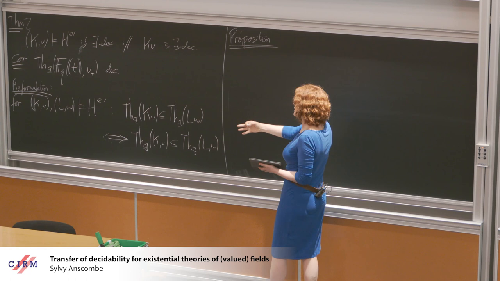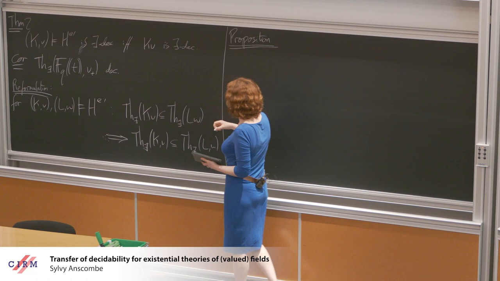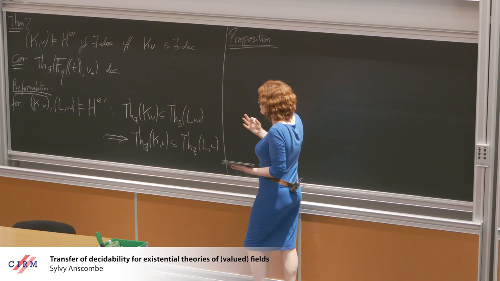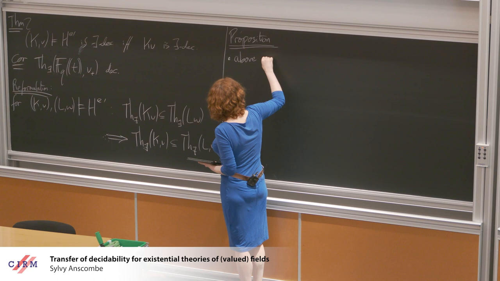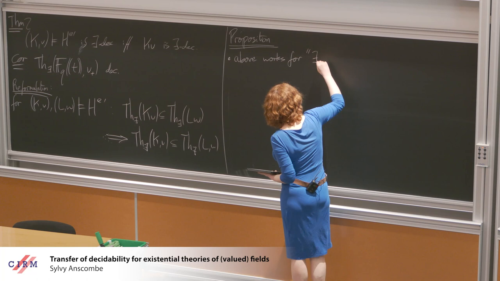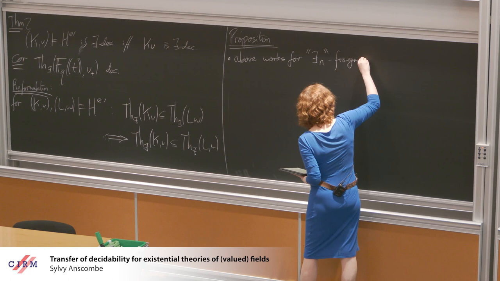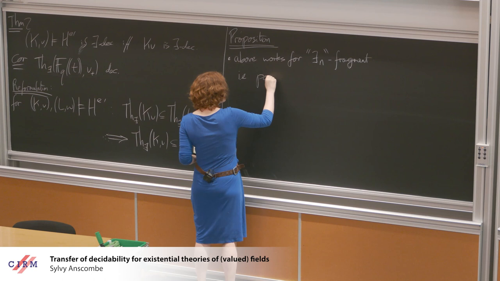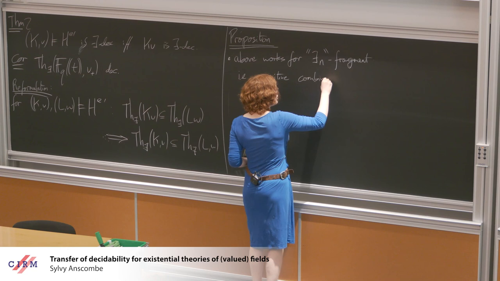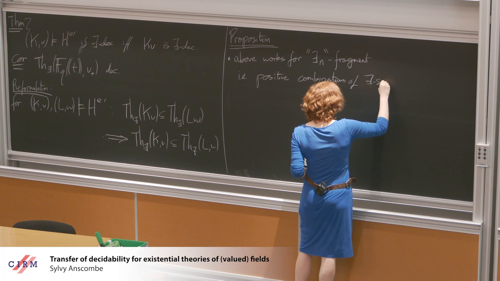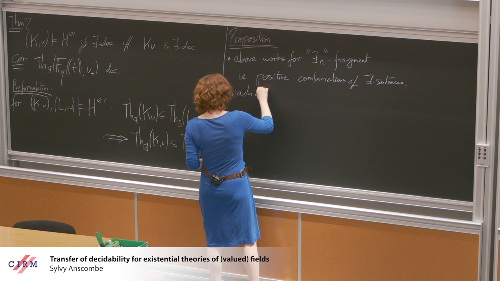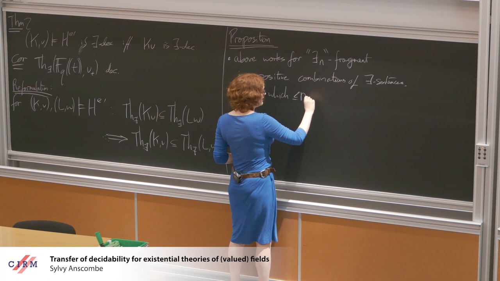All this transfer of existential theories from residue fields to Henselian valued fields, which I emphasize for now is just in the language of valued fields with no extra constants, it all works for the existential N fragment, by which I mean positive combinations, conjunctions, disjunctions of existential sentences, each of which has N, or at most N, existential quantifiers.